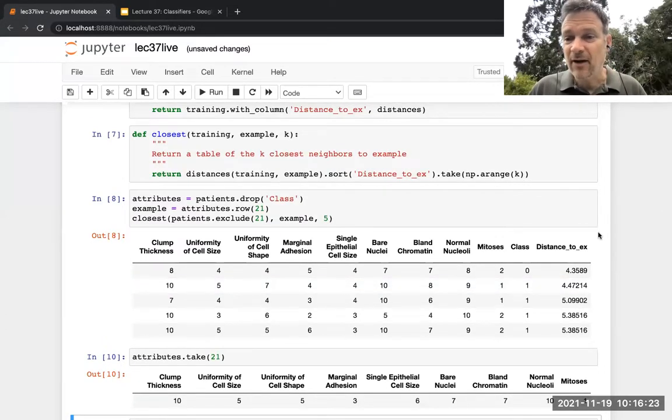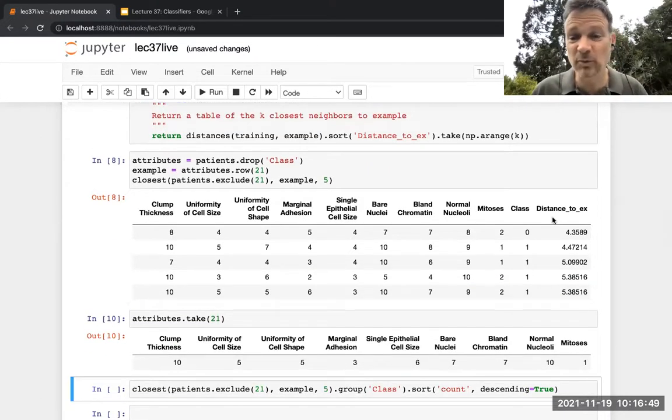So what we really care about now in these 5 nearest neighbors, the only thing that really matters is the class column. Everything else is irrelevant. So we need to figure out which number is more common in this class column. What kind of a table operation might help us figure out how many 1s and how many 0s there are? Group will help us figure out how many 1s there are and how many 0s there are. So we can write some code to group by class.